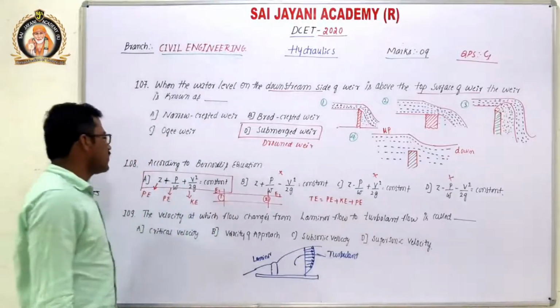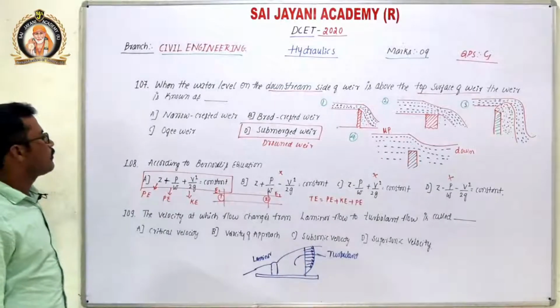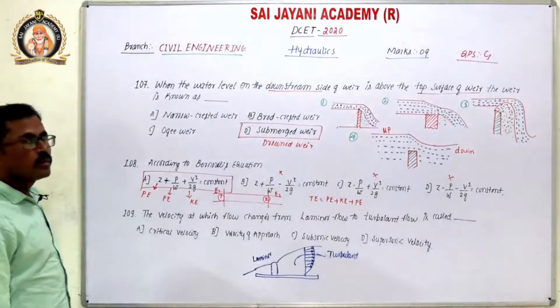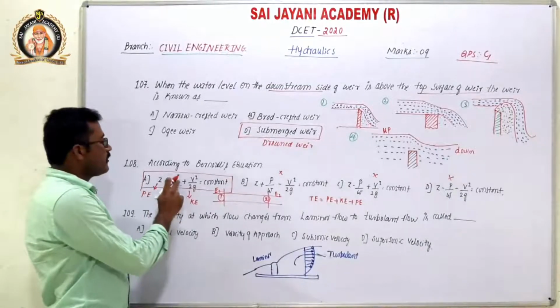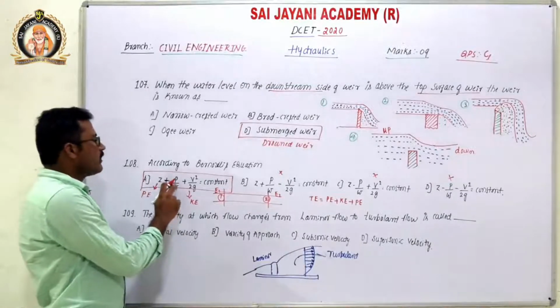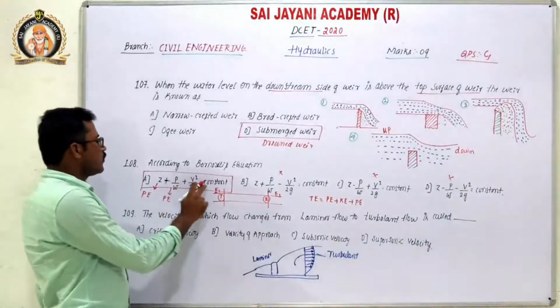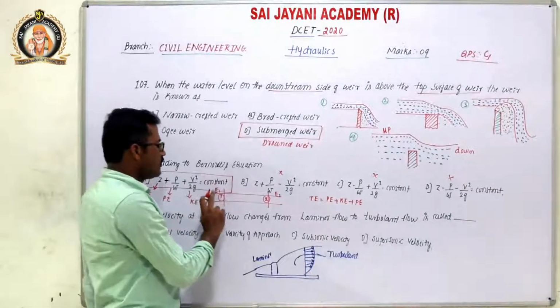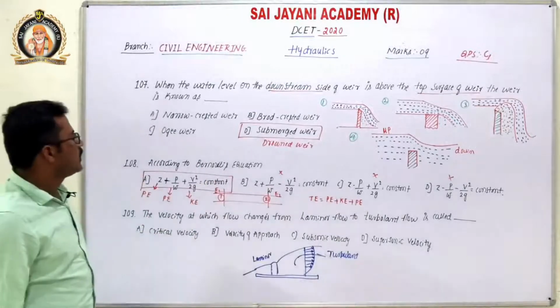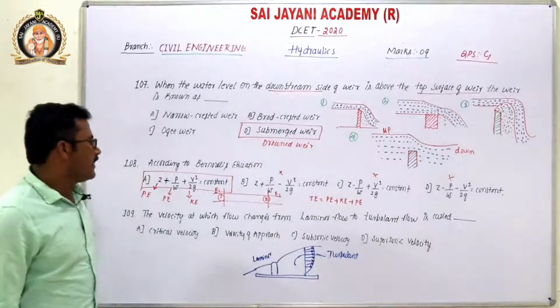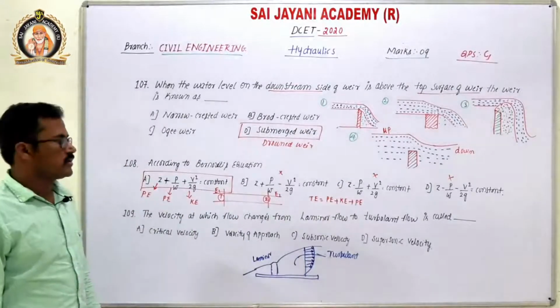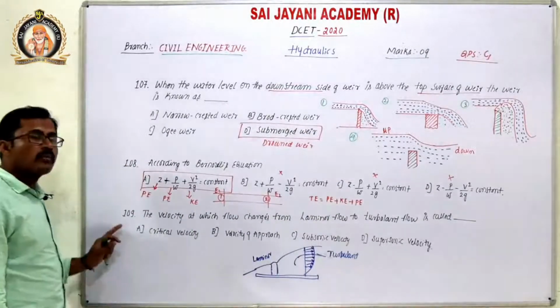So the right equation is Z plus P by W plus V square by 2G is equal to constant, or Z1 plus P1 by W plus V1 square by 2G is equal to Z2 plus P2 by W plus V2 square by 2G. So option B, option C, option D are not the right answer. Option A is the right answer. Next question, question number 109.